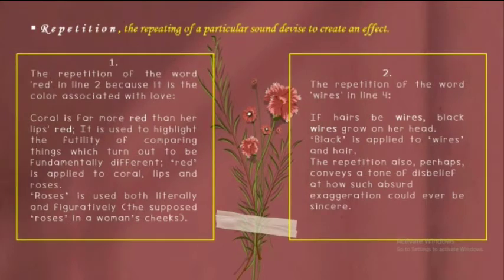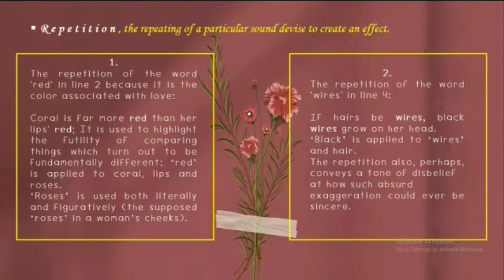The next one is repetition. Repetition is the repeating of a particular sound or device to create an effect. First, the repetition of the word red in line 2, because it is the color associated with love. Coral is far more red than her lips' red. It is used to highlight the futility of comparing things which turn out to be fundamentally different. Red is applied to coral, lips, and roses. Roses is used both literally and figuratively, for the supposed roses in a woman's cheeks.